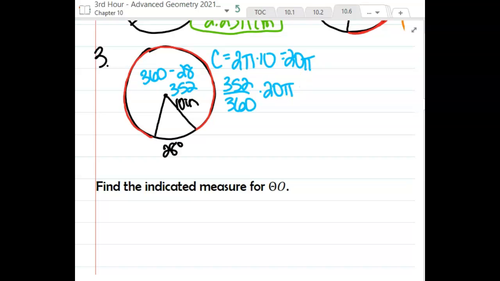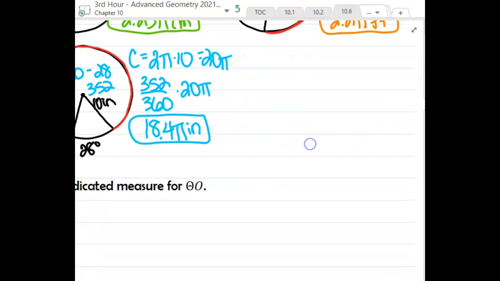Once again, you'll have to round. For this one, you should get about 18.4 pi inches. So be careful. Make sure you're plugging in the correct angle measures. Okay, last one of these, number 4.